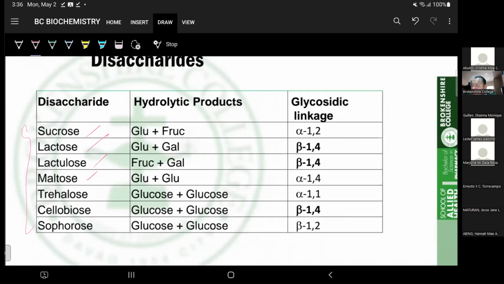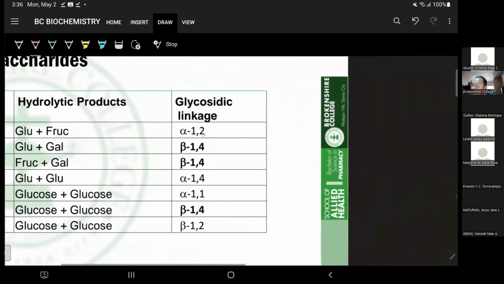carbon number one of the first monosaccharide to that of carbon number 2 of the second monosaccharide unit. Ito naman, for example, sa carbon number one, meaning yan, ang connection niya is, for example, ito yung connection natin, di ba?